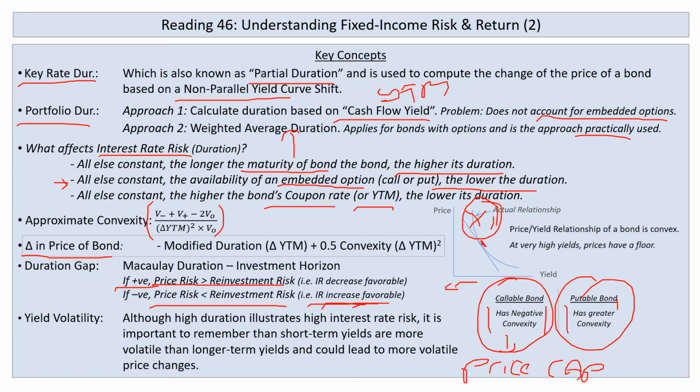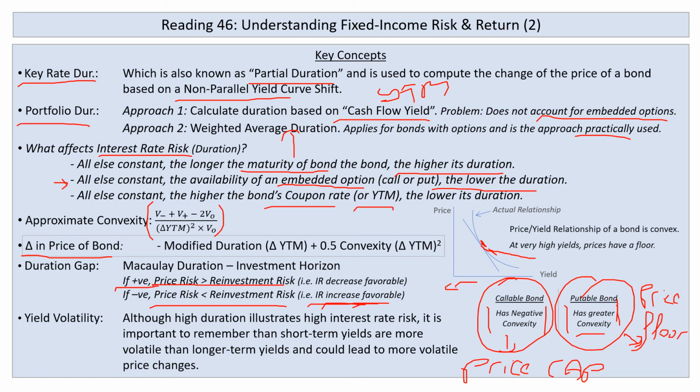However, for puttable bonds the effect of convexity is larger. Why? Because it has a price floor. So this decrease in price over here would not really happen because there is a price floor, which would make the decrease look like something like this. So since it has a price floor, the effects of convexity are larger for a puttable bond. Okay, so some insight over here.